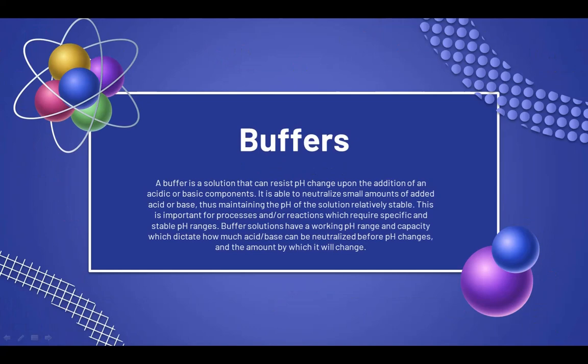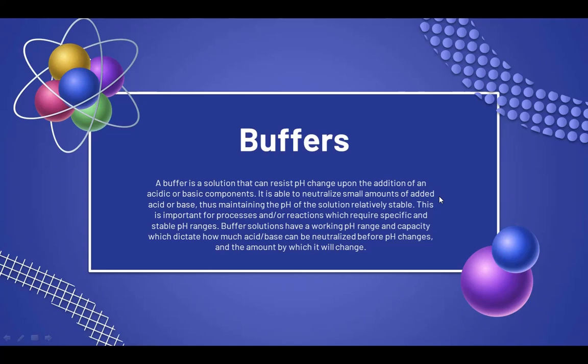So, what is a buffer? A buffer is a solution that can resist pH change upon the addition of acidic or basic components. It is able to neutralize small amounts of added acid or base, thus maintaining the pH of the solution relatively stable. The buffer is like a scale which balances off the acidic and basic components in our body. Buffer solutions have a working pH range and capacity which dictate how much acid or base can be neutralized before the pH changes.